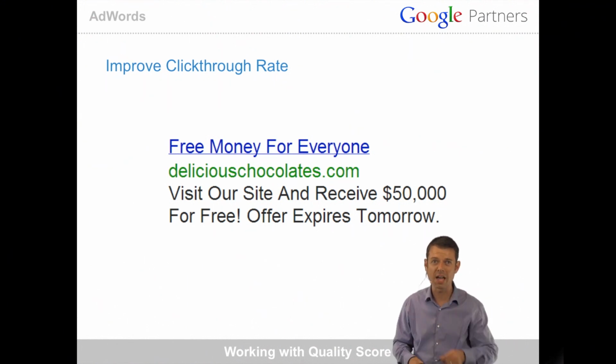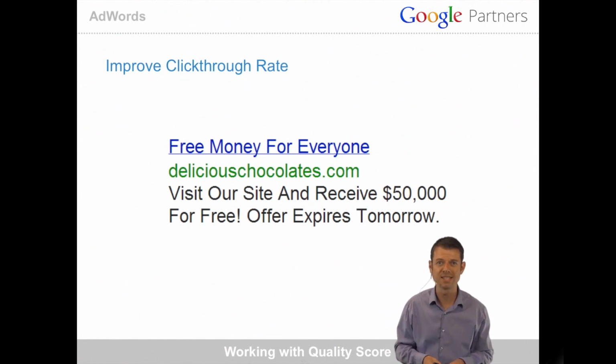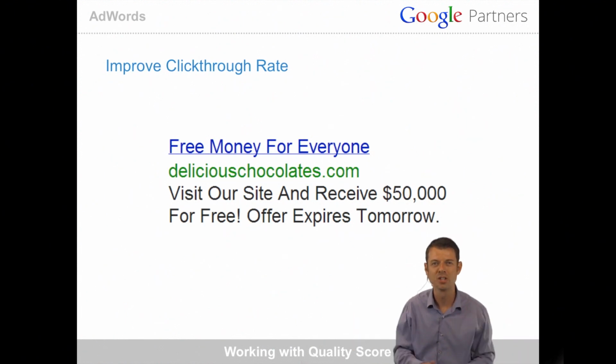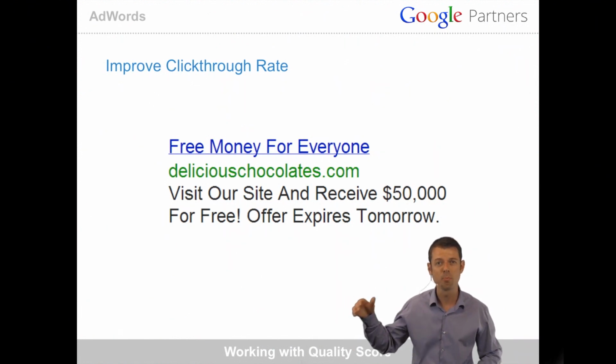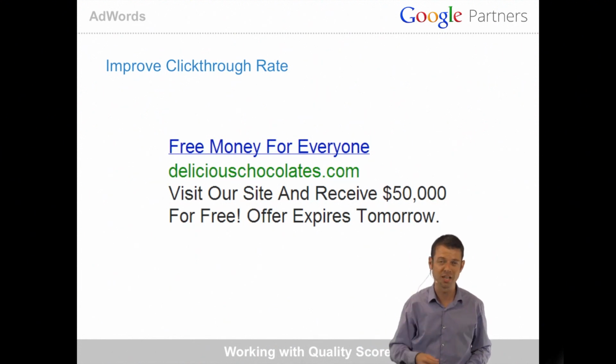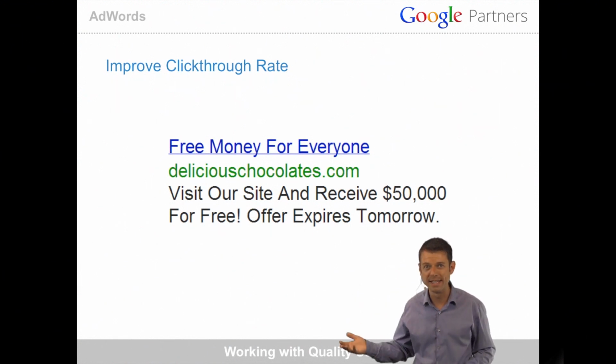And so here's an ad that you could write. This is going to get a tremendous click-through rate because it says free money for everyone. Well, who doesn't want to have free money, right? So everybody's going to be clicking on this ad, but when they come to your page and they realize there's no free money to be had, but you want to sell them some chocolates, well then, guess what? They're probably not going to be buying this offer from you. You're going to generate a lot of clicks. You're going to spend a lot of money on those clicks, and you're not going to get any sales.